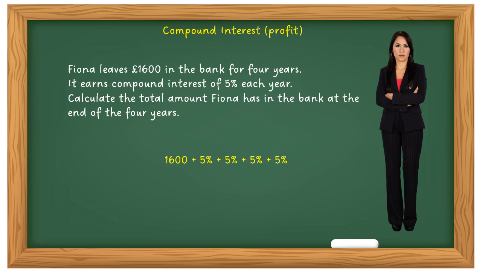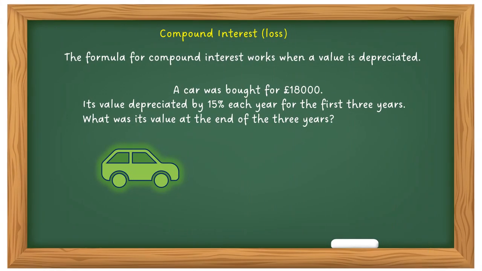Just as you did with the compound interest in the bank. You can see then that after 4 years, Fiona's running total now is £1,944.81. So she has made over £300 profit. The formula for compound interest works when the value is depreciated or you have a loss.